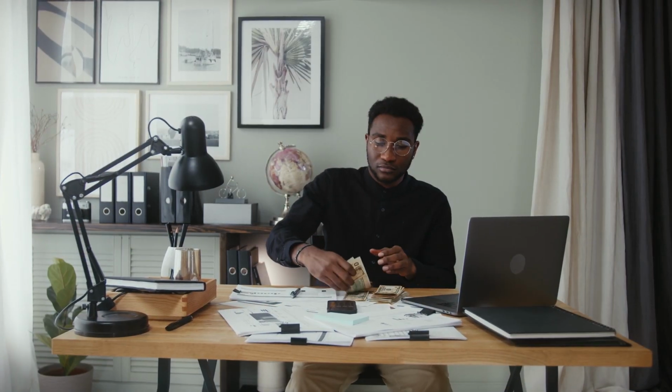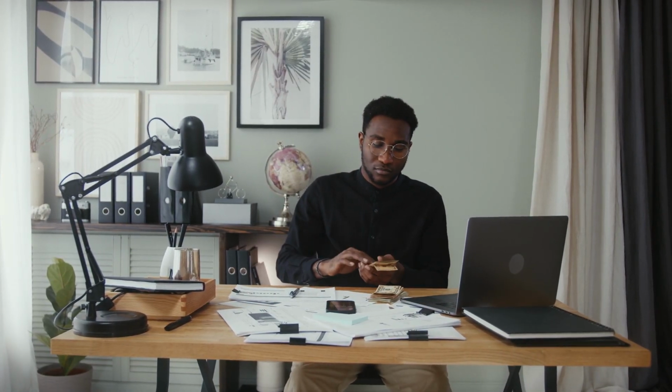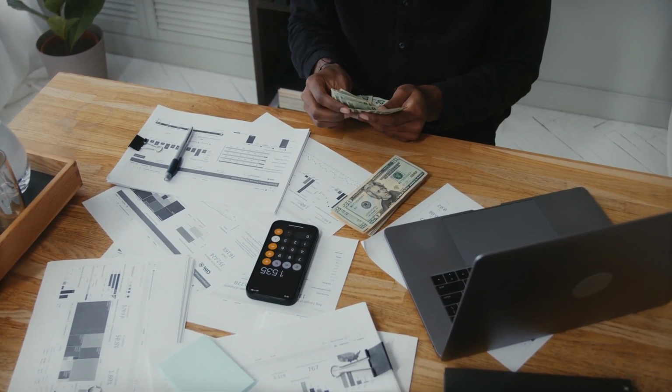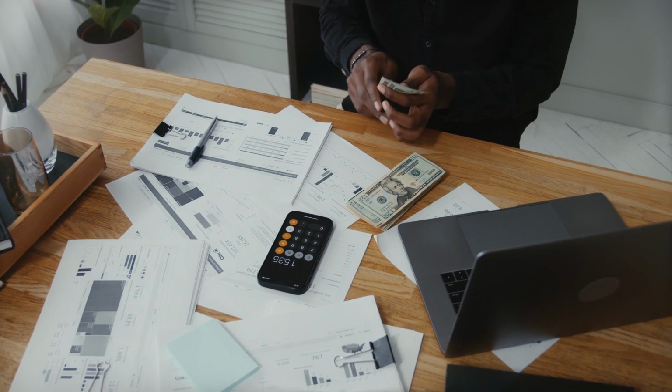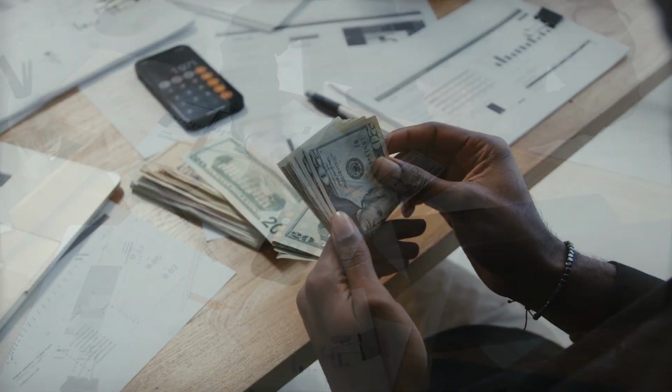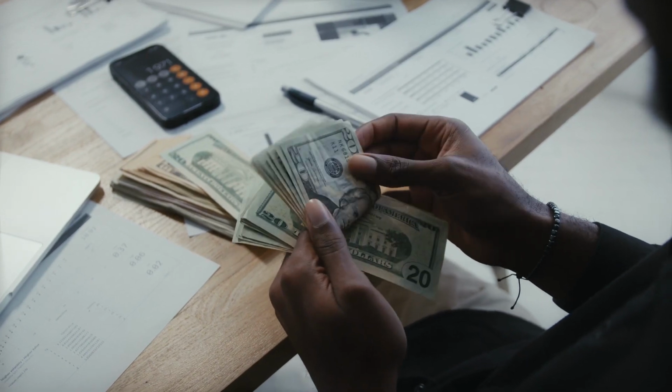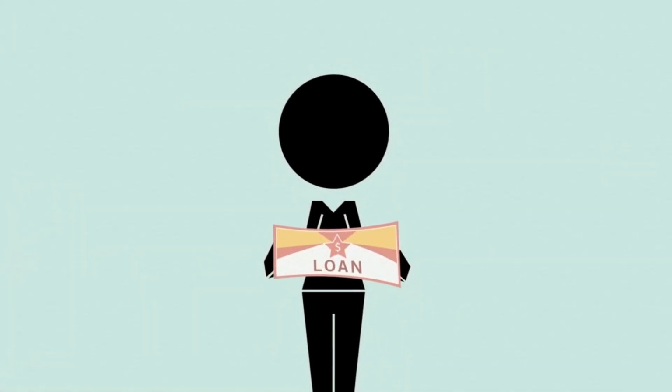Make extra payments. Another strategy is to make extra payments whenever you can. Even just a small extra payment each month can significantly reduce the amount of interest you pay over the life of your loan. And if you get a bonus or tax refund, consider putting that money towards your loans to make a bigger dent.